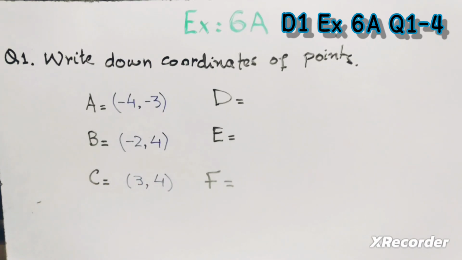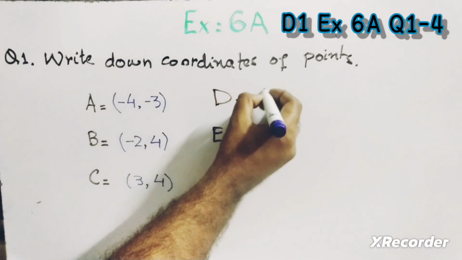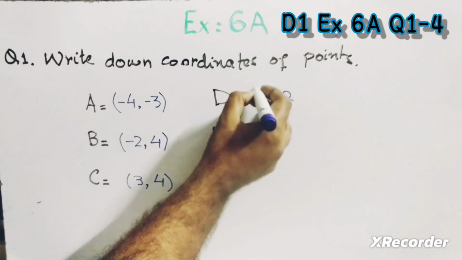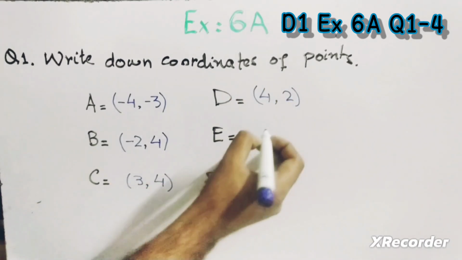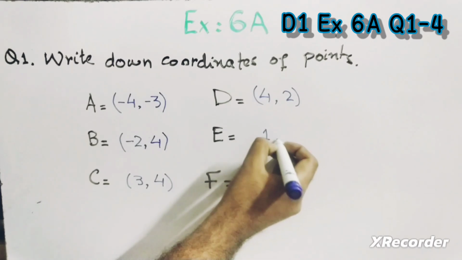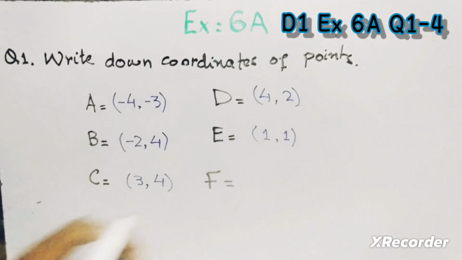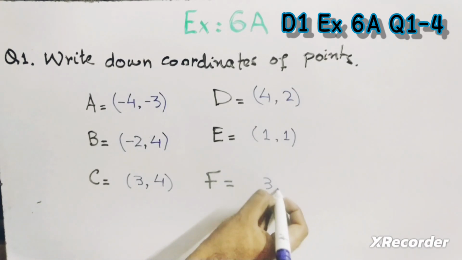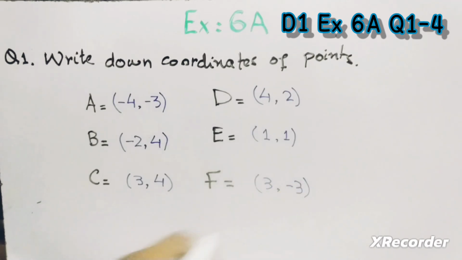Point D: on the x-axis it is 4, on the y-axis it is 2. So 4, comma 2 is the coordinate. Point E: 1 on the x-axis and 1 on the y-axis. 1, comma 1 is the coordinate. Finally, point Z: 3 on the x-axis and -3 on the y-axis. So 3, comma -3 is the coordinate.